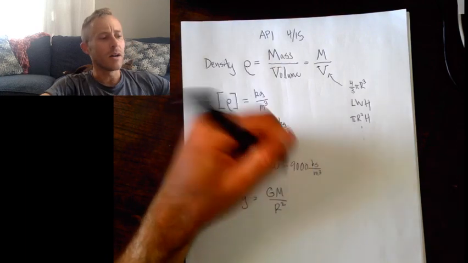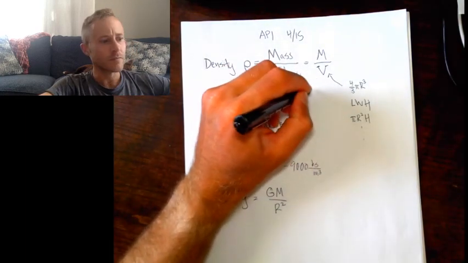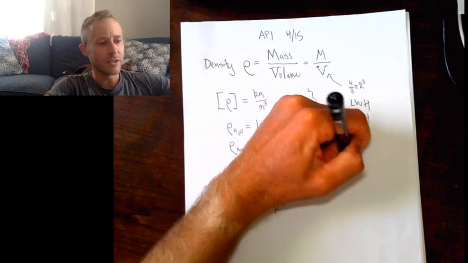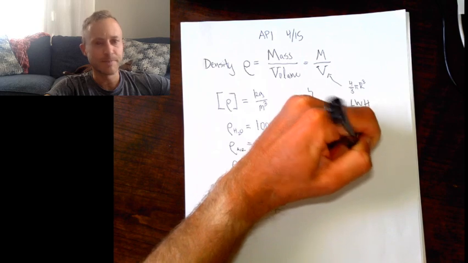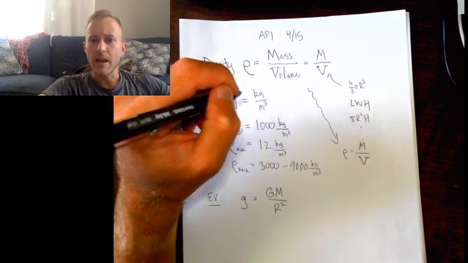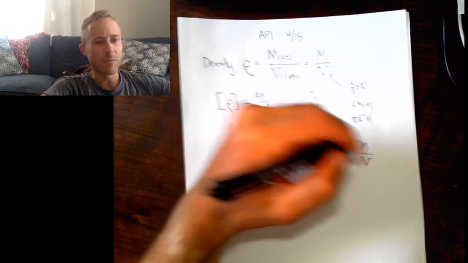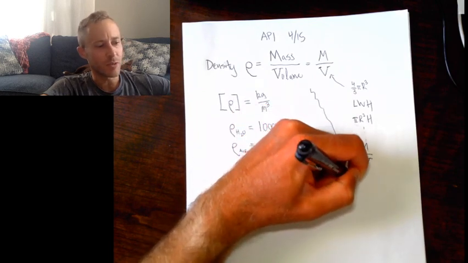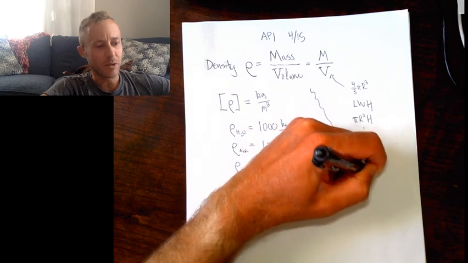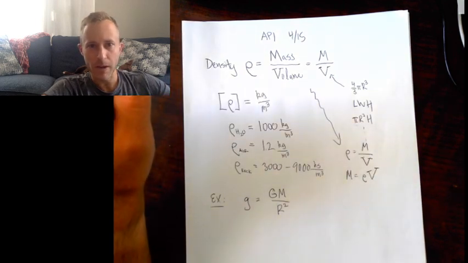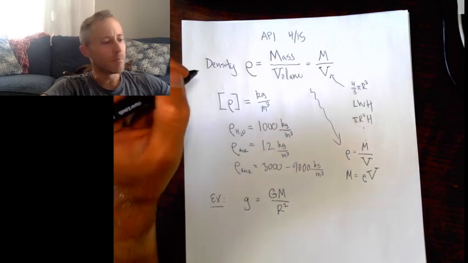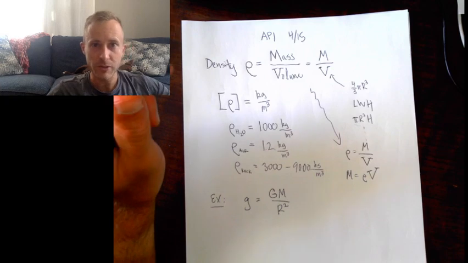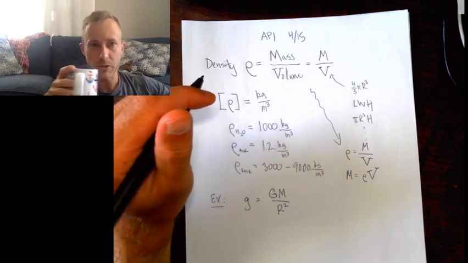So one of the things we can do is we can take this equation, density equals mass per volume, and we can multiply both sides by volume. So mass equals density times volume. Okay? Planets are roughly spherical. They're not exactly spherical, but we can assume that they're spherical.